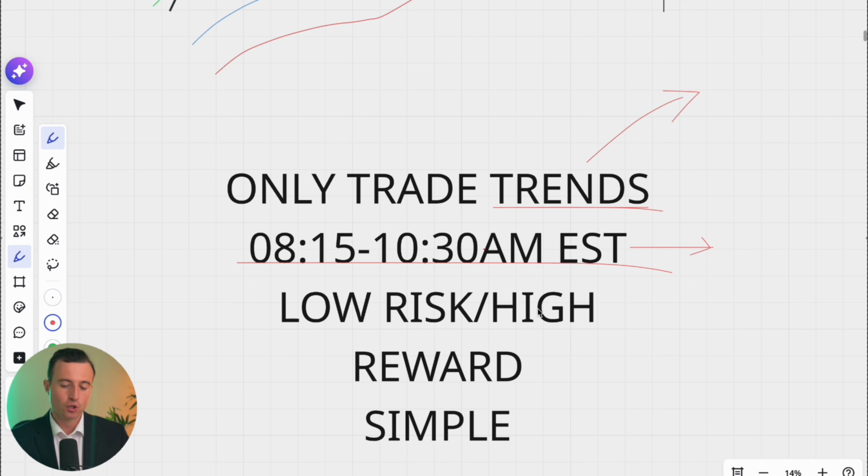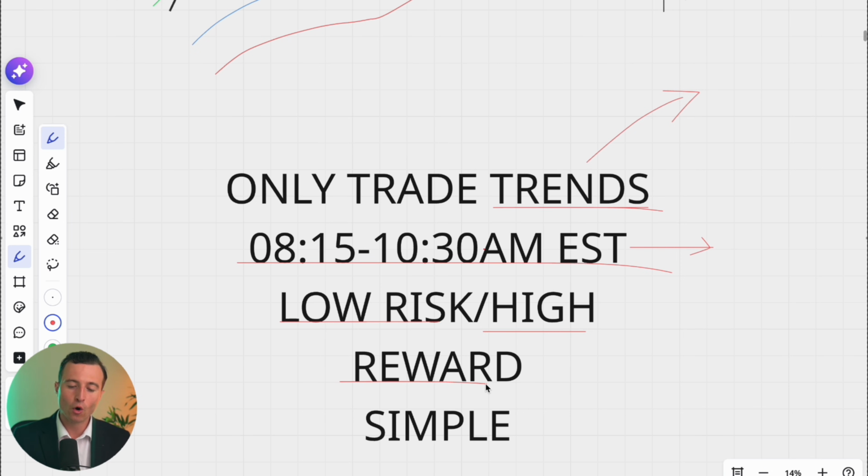The next is to ensure that you have low risk and you're targeting a high risk to reward. And what I mean by that is just ensuring that every trade that you take, you target at least a 1 to 2 risk to reward. So that means that you can contain your downside risk and you're going to make 2 times your unit of risk every single trade. And the final thing is, just keep it as simple as humanly possible.